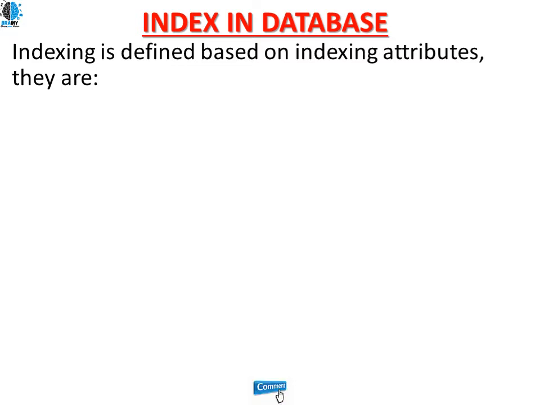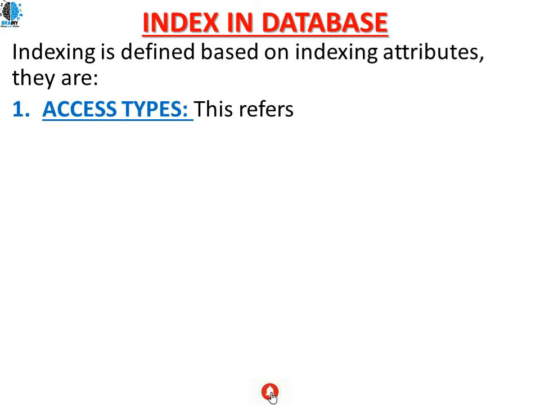So let's see how we are going to define the indexing. Indexing is defined based on indexing attributes. Simply we are not going to define an index in a database; we have to consider certain things. What are the different constraints we are going to take into consideration while creating an index on a database? The very first attribute we consider is access types. What is an access type?